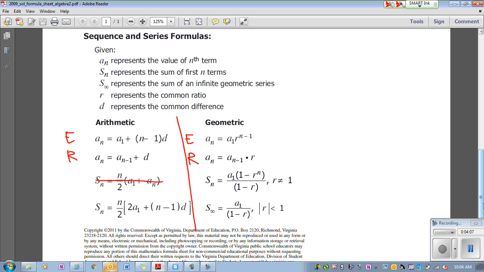But I want you to just cross out the third one under arithmetic, because we're not even going to use that one. You don't need to. It's a little bit more complicated, and the fourth one works just fine.